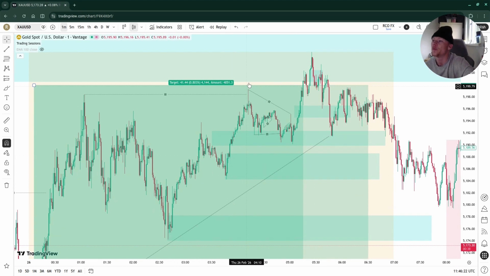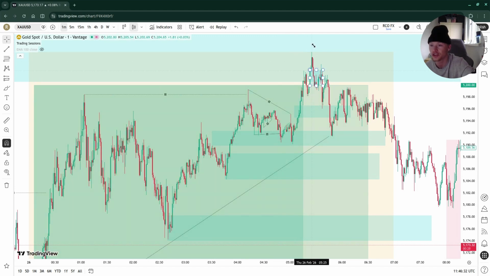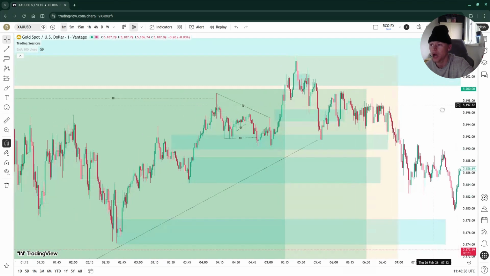Price did what we expected, induced people to get in for shorts, come back down, took out some liquidity, and then we ended up pushing higher. We did try pushing through the zone. It was very strong, but it didn't.